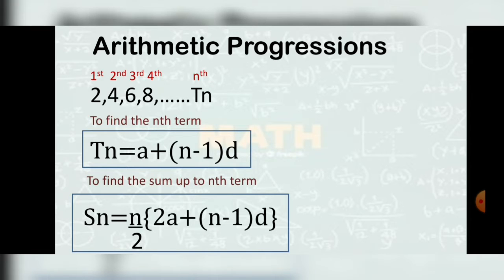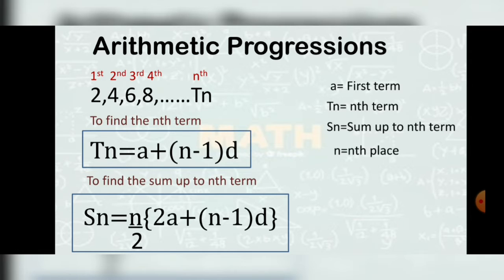Now if you want to find the sum up to the nth term, then you have to remember this formula. Now you might be wondering again, what do these terms stand for? a stands for the first term, Tn stands for the nth term, Sn stands for sum up to the nth term, n stands for nth place, and d means common difference. To find the common difference, you have to take two consecutive numbers and then subtract left from the right. That is what you have to do.